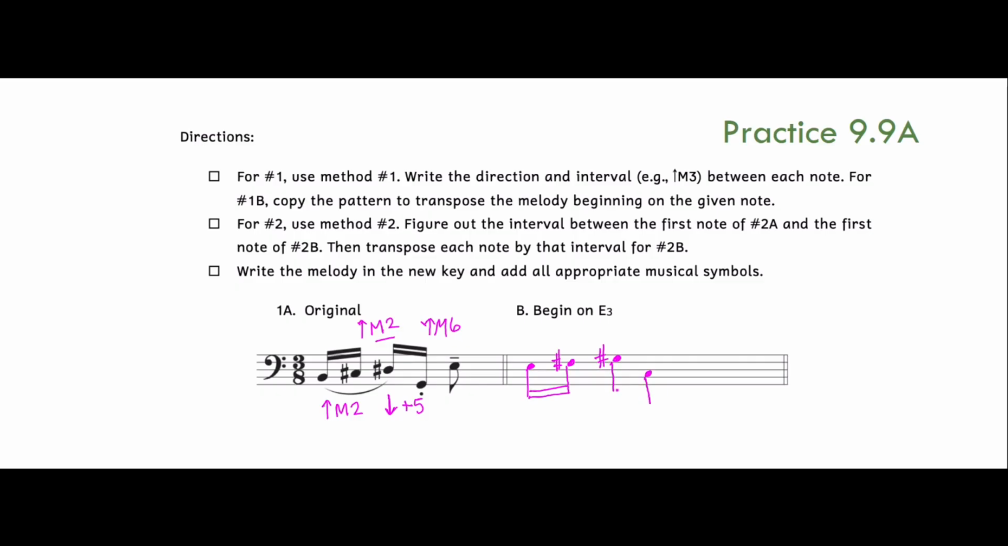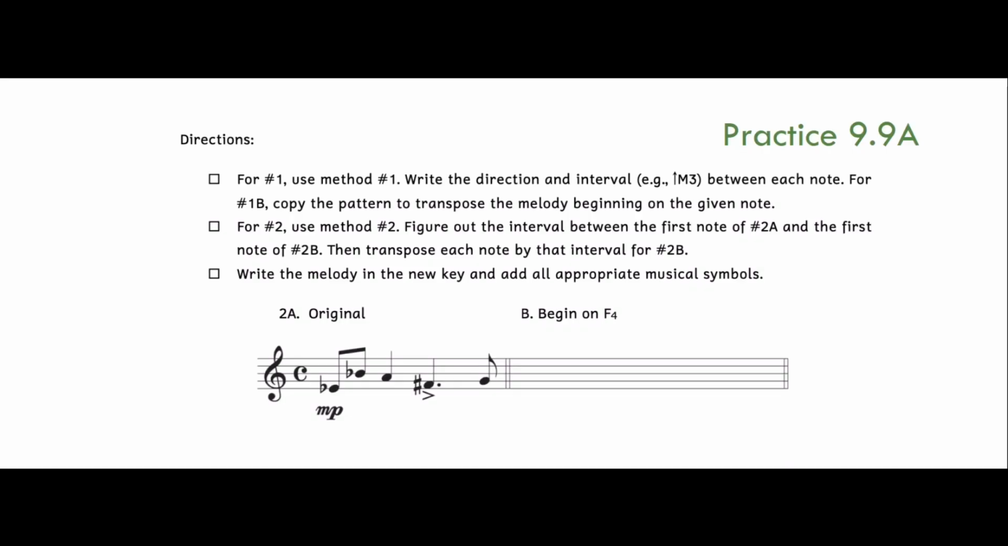Let's make them into 16th notes. Now we have to jump up a major sixth from C, which is A, and this one is an 8th note. Let's go ahead and add the slur, the staccato, and the tenuto mark. Now let's listen to this. Here's the original, and here is our melody. So it sounds the same. It's just been written so that it starts on E3.